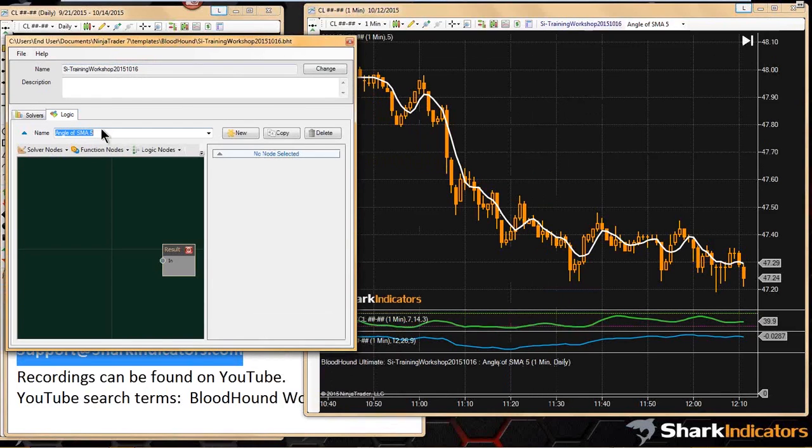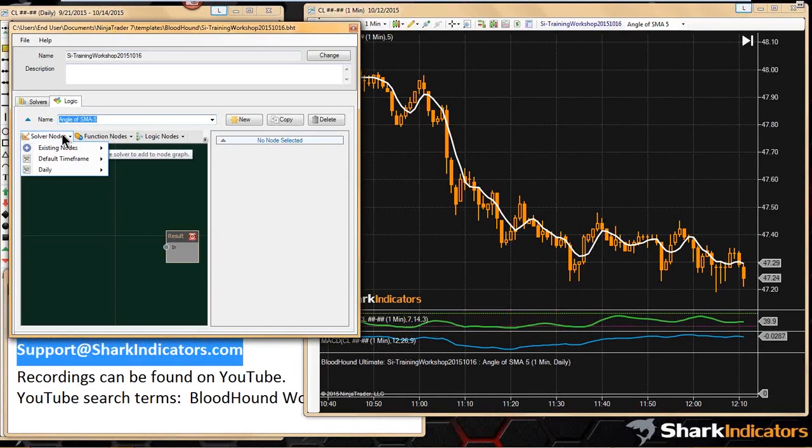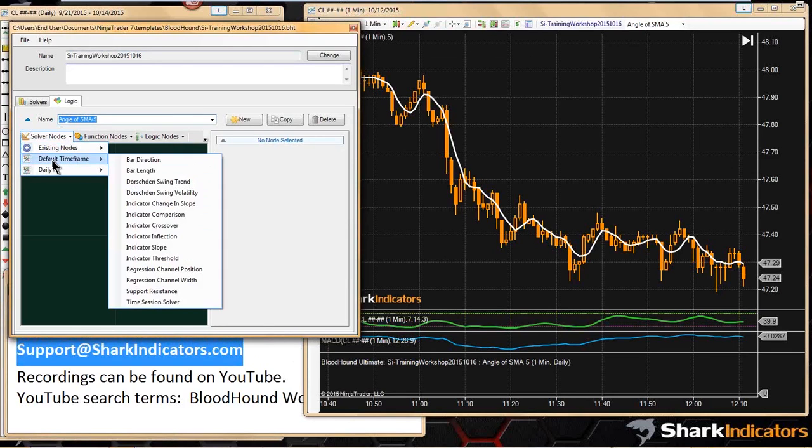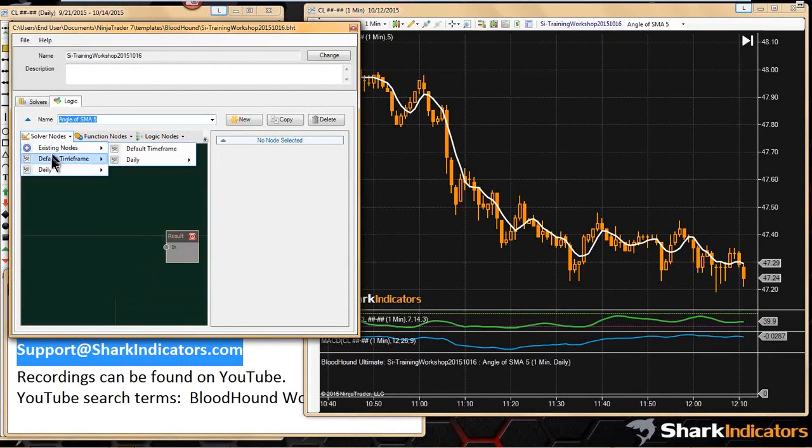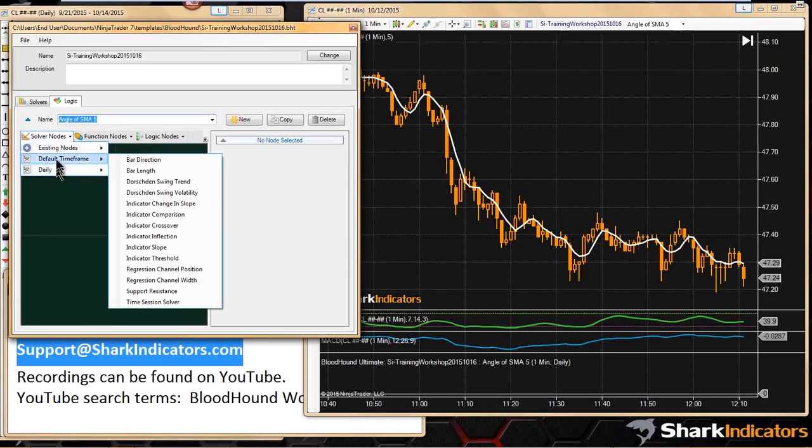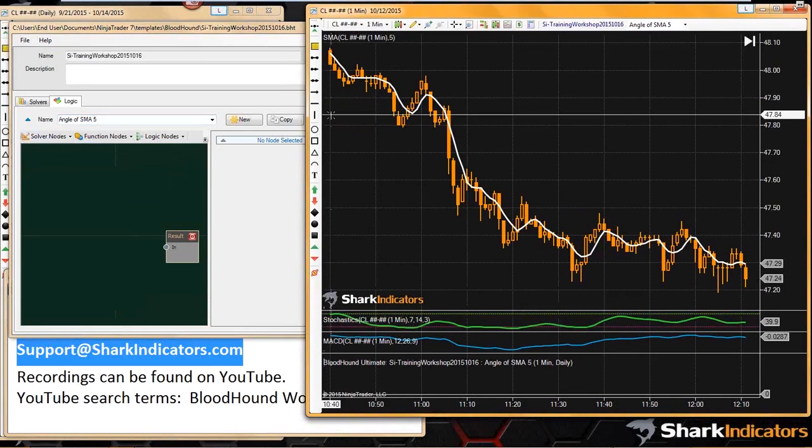So, going back to our logic template here, you'll notice under the solver nodes I have multiple other sub menus. I have existing nodes, a default time frame, and a daily time frame. I want to use the SMA on our 1 minute chart, so we're working on a 1 minute chart. Remember, our 1 minute chart is the default time frame because that's what BloodHound's running on.